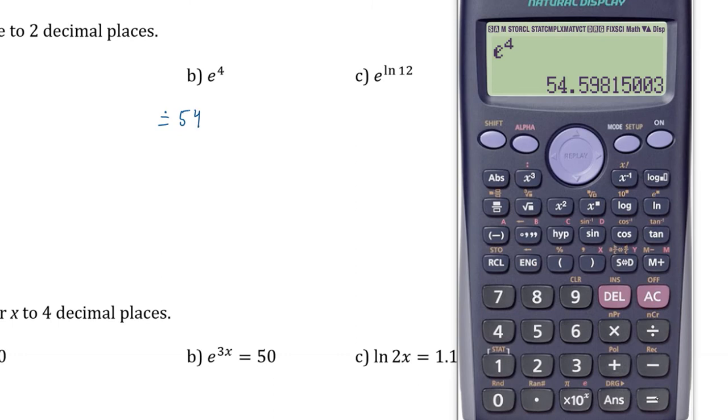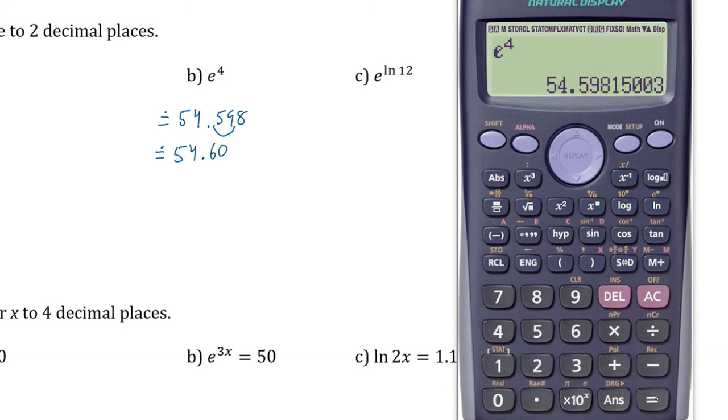54 point, it says 2 decimal places. So 598, ooh, this is a good one, 598, but that's 3 decimal places. So what happens here? Now, the way I think of this, whenever I see a 9, the 8 is going to be rounding the 9 up. So then I look at it like a 59, and the 59 rounds up to a 60. That's how I think about it.